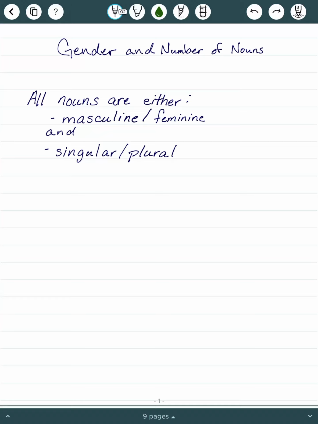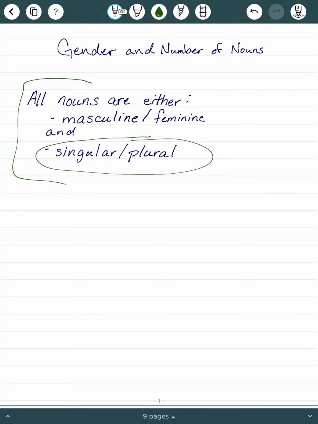Today we are talking about the gender and number of nouns. So, coming from English, some of this makes sense. All nouns are going to either be masculine or feminine and either singular or plural. Singular or plural, we'll start with that because that's something that we already do in English.